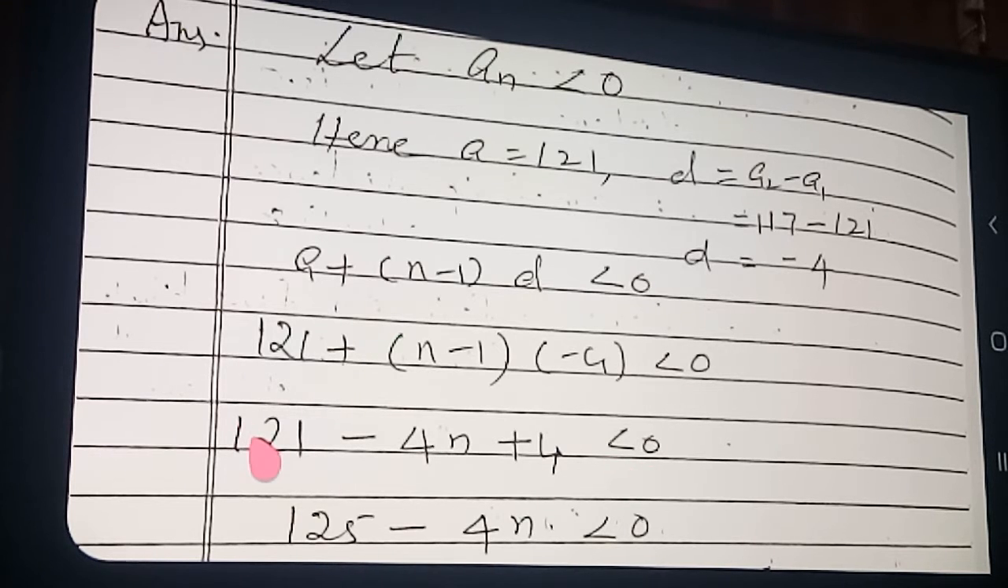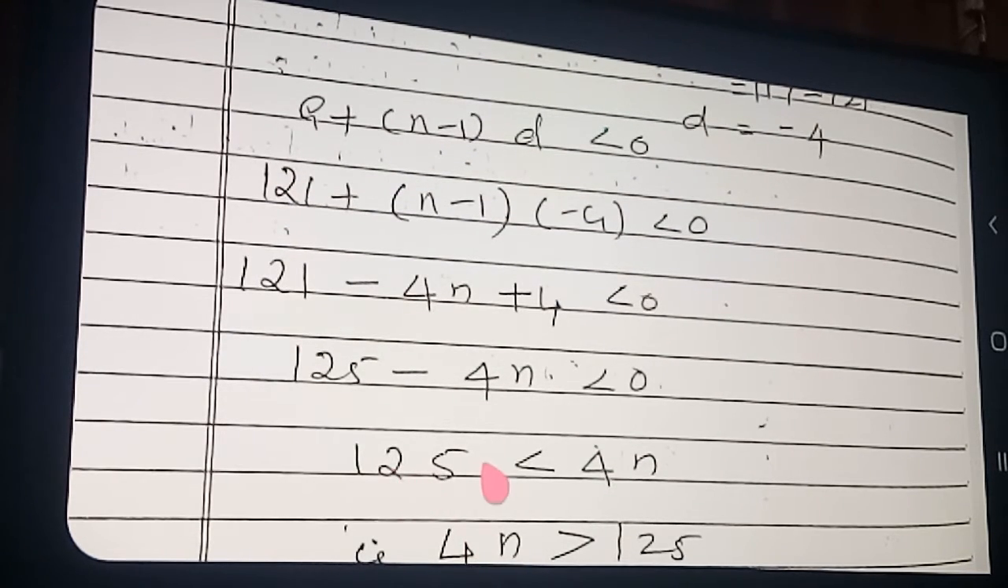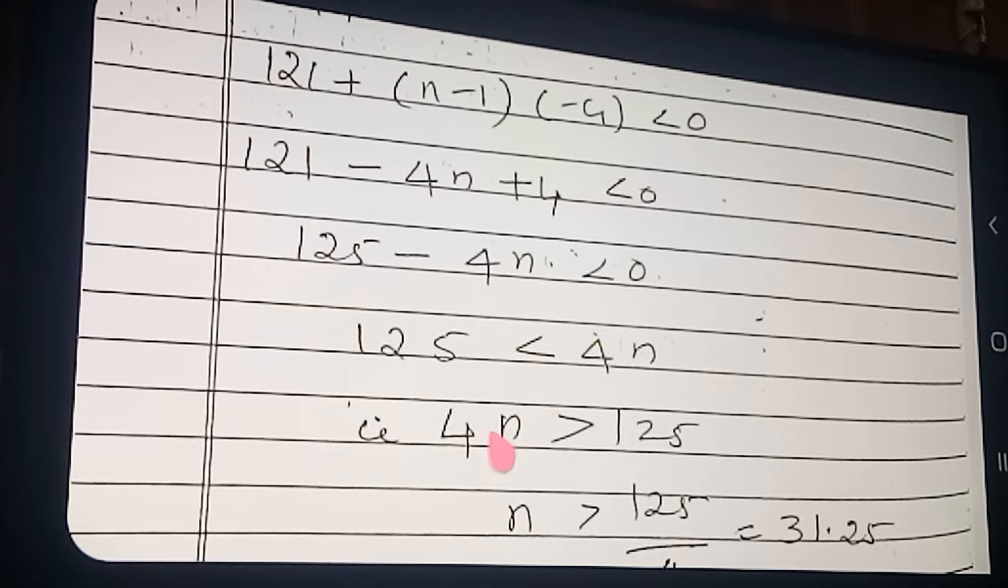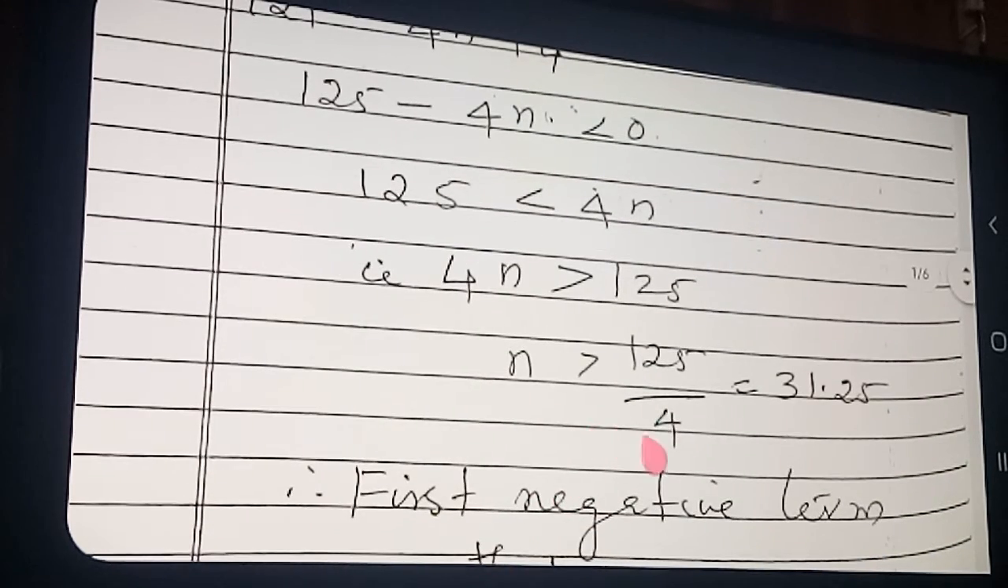121 plus 4 is 125, minus 4n less than 0. This minus 4n going that side becomes plus 4n. So 125 is less than 4n. Then which is greater? 4n is greater than 125. I reversed and wrote 4n is greater than 125. Therefore, n is greater than 125 by 4. Only calculations are here.